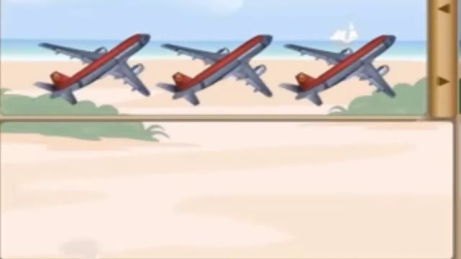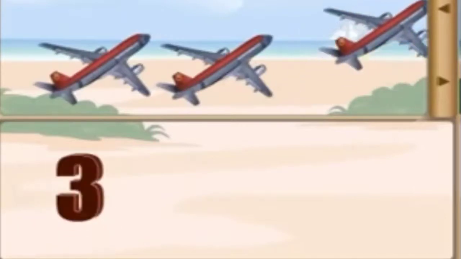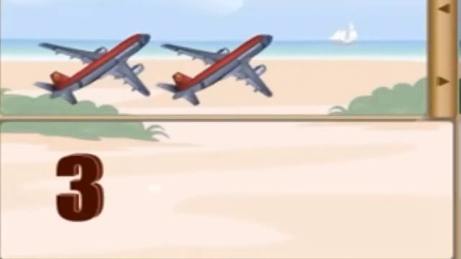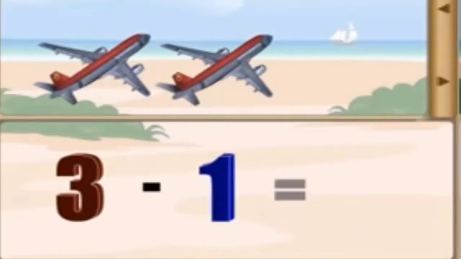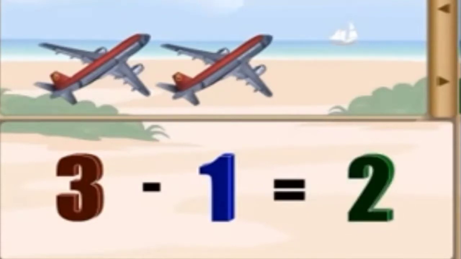Wow! 3 aeroplanes. One aeroplane has gone ahead. So there are only 2 planes left. Means 3 minus 1 is equal to 2.